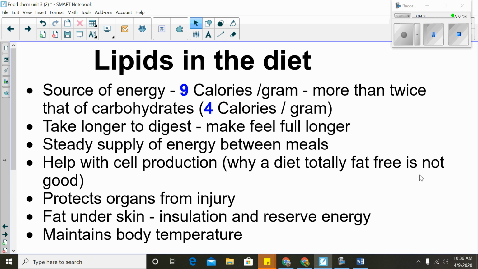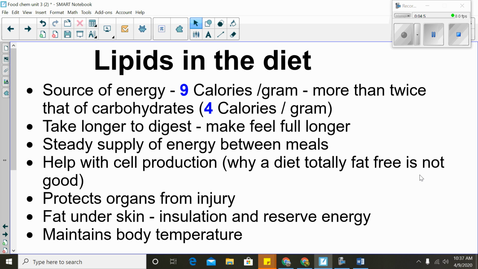All right, now your diet, okay? Lipids in the diet. They are a source of energy. The problem is they give you 9 calories for every gram that you eat, which is more than twice that of carbohydrates. Carbohydrates are only 4 calories per gram. 4 times 2 is 8, right? Which would be double that. Lipids are 9, so more than twice that of carbohydrates.